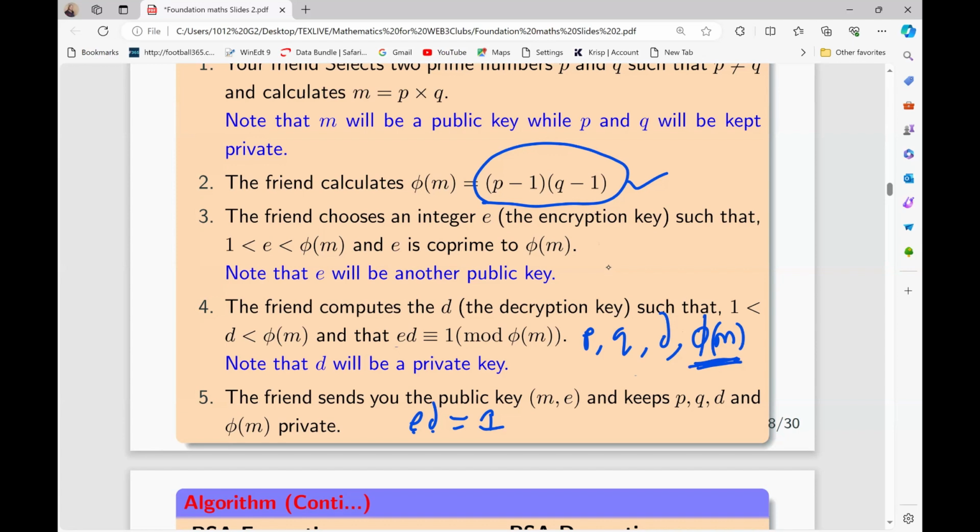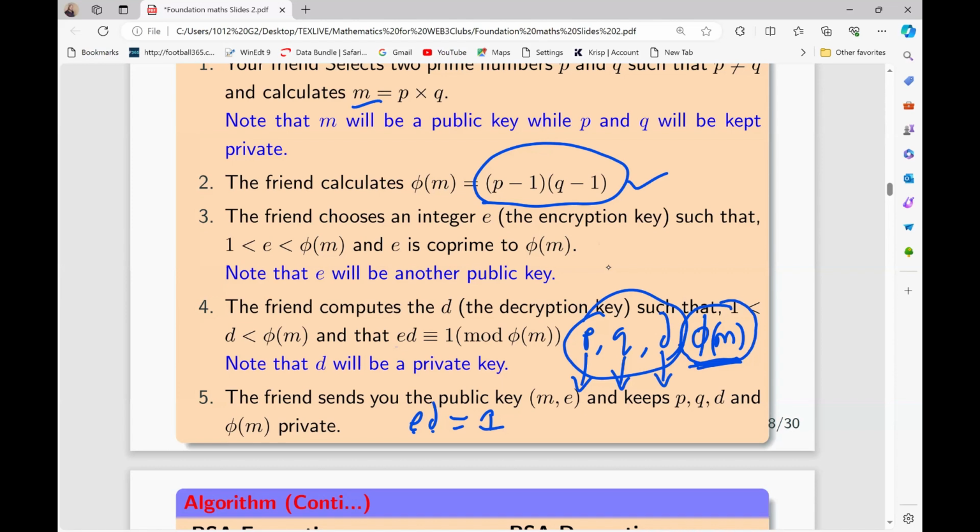Most books only talk of these three to be private, but when you continue reading, you discover that anybody getting access to this phi of M may be able to know what P is and what Q is. And since E is public, once this person gets to know what P is and what Q is, and again, M is also public, he's able also to get D.